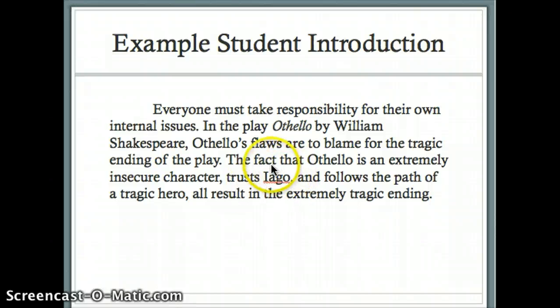So she identifies, first, the fact that Othello is an extremely insecure character. I imagine this will be the first body paragraph to follow the introduction, where she'll talk about how Othello is a very insecure character, and she'll go on to prove that point. Then her second body paragraph will be about trusting Iago, and the third one will be about following the path of a tragic hero. So she has three main body paragraphs and three main points clearly stated in her introductory paragraph.